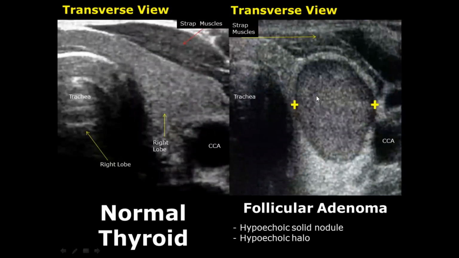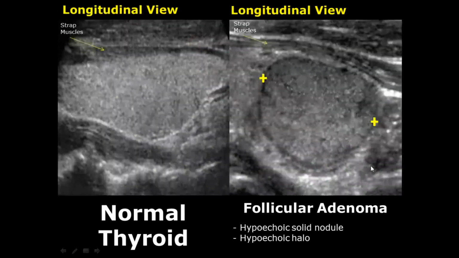A follicular adenoma is a hypoechoic mass. Here it is more hypoechoic as compared to the thyroid tissue, and the halo is even more hypoechoic, so it is appearing darker. This type of appearance can be malignant. Here is a longitudinal view showing follicular adenoma, a hypoechoic mass with a hypoechoic halo.